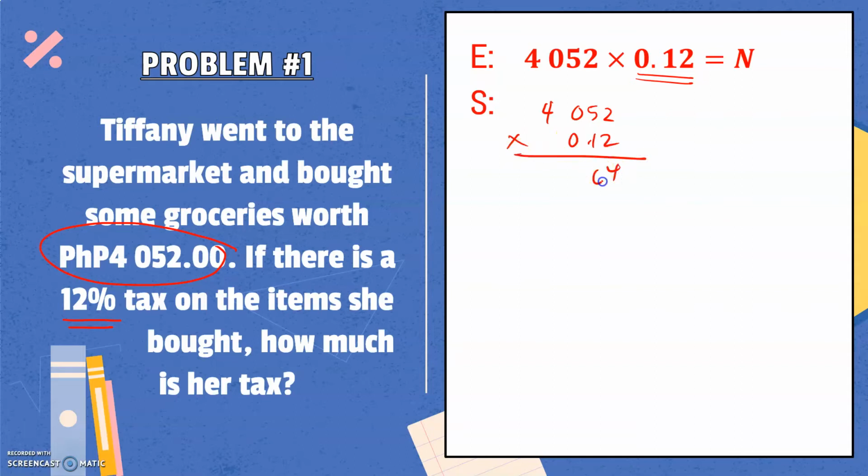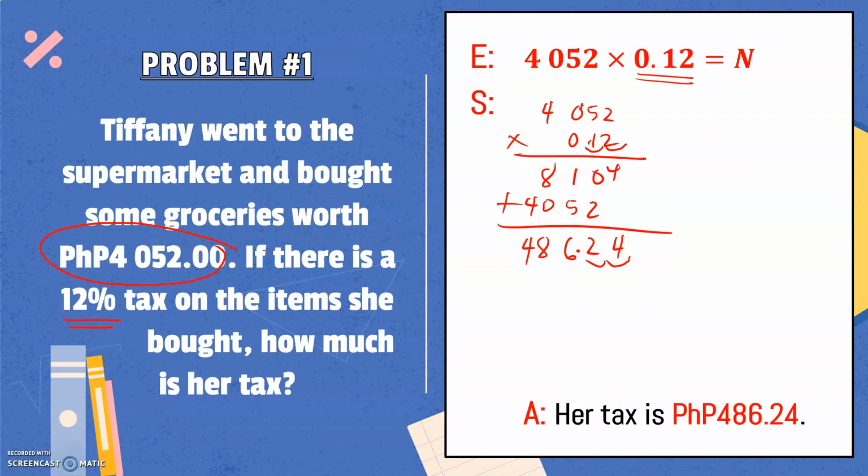So let's start solving. We have 4,052 times 0.12. 2 times 4 is 8, and so on. Then 4,052 times 1 is 4,052. Okay, so let's add. We have 2 decimal places in one of our factors, so in our product, we should also have 2 decimal places. That means her tax is 486 pesos and 24 centavos.